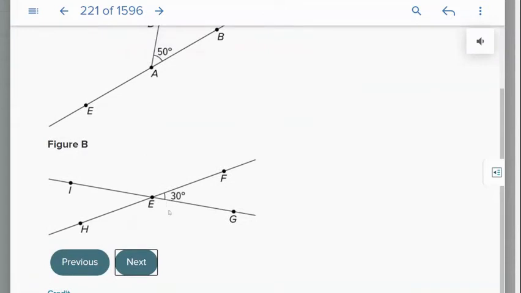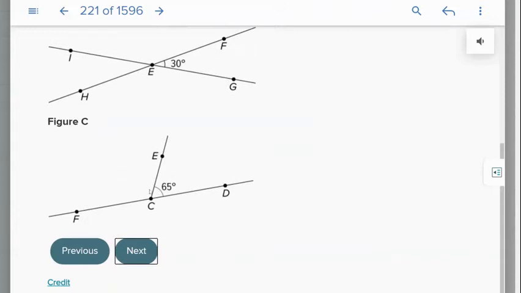All right, figure B. If IG and line FH or HF are lines, well, we know lines have 180 degree measures, but for line IG, we already have this angle of 30 degrees. So what is angle IEF right up here? Well, what's 180 minus 30? All right, and then try to find the other two angles, angle IEH and angle GEH. Okay, and also what do you notice about the opposing or opposite angles? What's their relationship to one another?